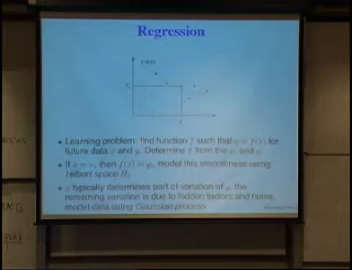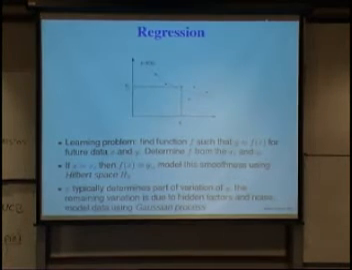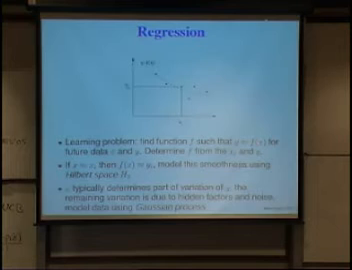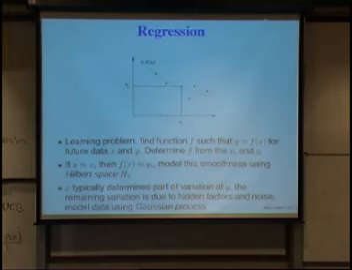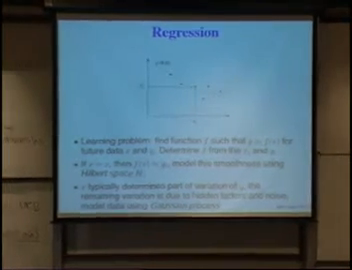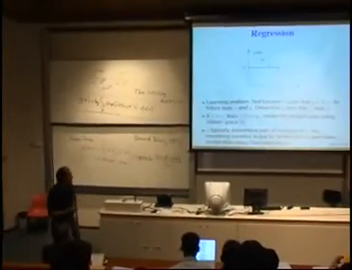The learning problem is to find some function f so that if you get a new data point x, which is drawn from the same distribution as your training data, you get a good approximation by using this f, which you found from your data. So that's a general regression problem.